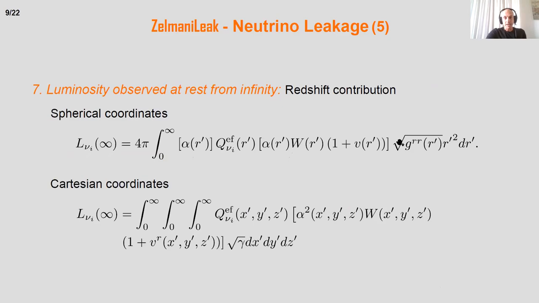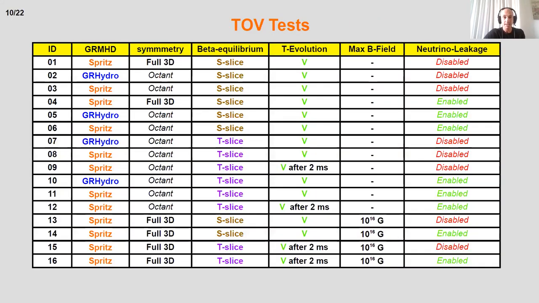And here I also give you an equation for the luminosity observed by an observer at infinity. So basically, the authors of the code in the paper write such an expression in spherical coordinates. Here you should consider the redshift factor together with the proper distance factor, let's say. And you have to translate this expression into Cartesian coordinates, because SPRITZ is a Cartesian coordinate code. So these are more or less all the features of the ZelmaniLeak code.